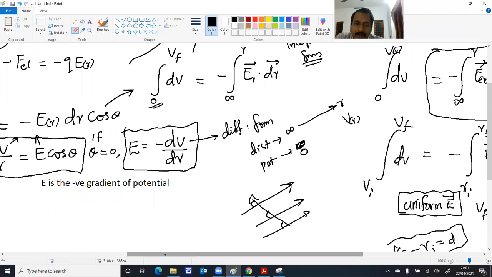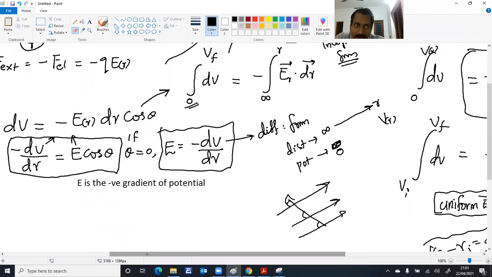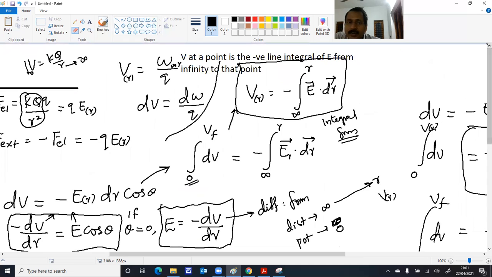Why? Because they can ask you, they asked before, name the quantity which is a negative gradient of potential. Is it a scalar, vector? Arrive at an expression for it. They will not tell you directly, it's E. Same way they can ask you here also: name the quantity which is the line integral of electric field. So it should be clear what quantity is line integral of electric field, what's the gradient of potential.